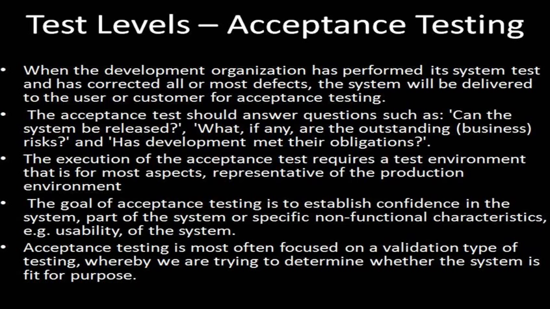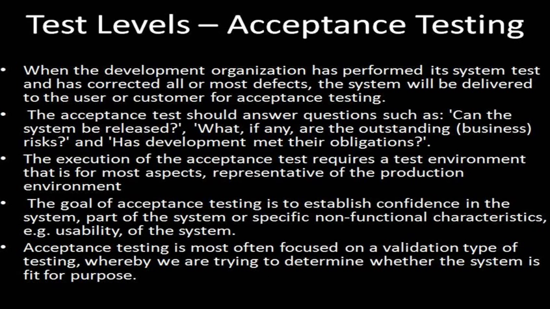The last test level that we will discuss is the acceptance testing. When the development organization has performed its system test and has corrected all or most defects, the system will be delivered to the user or customer for acceptance testing. The acceptance test should answer questions such as: can the system be released? What, if any, are the outstanding business risks? And has development met their obligations?